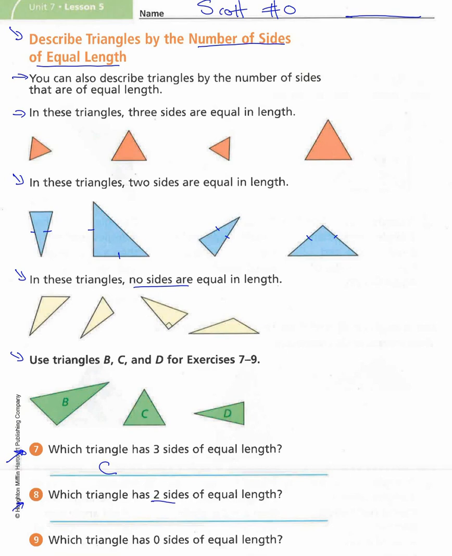Yep, D, you got it right here. So this side and this side are of equal length. And then, of course, which triangle has 0 sides? And, of course, that is B, the only one that's left.